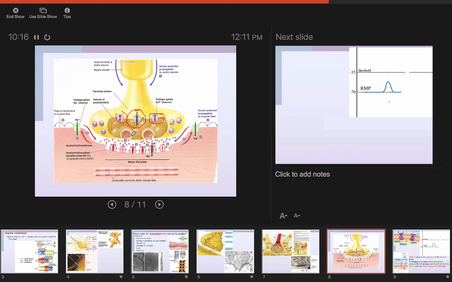Now, the human phys book that we use presents a lot of detail as far as fusion and docking is concerned. And I don't want you to get into that. You need to check with your professor to see how much detail she wants you to understand in terms of the complex process of docking and fusion of those synaptic vesicles.